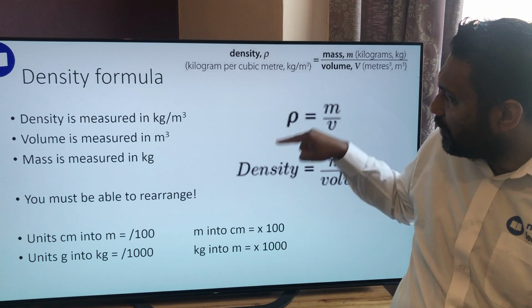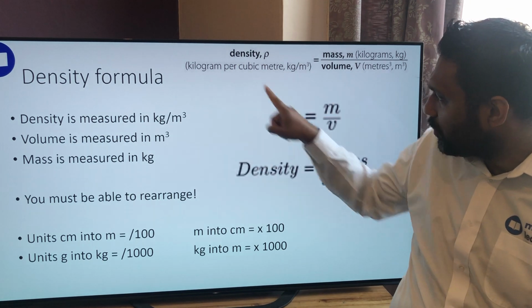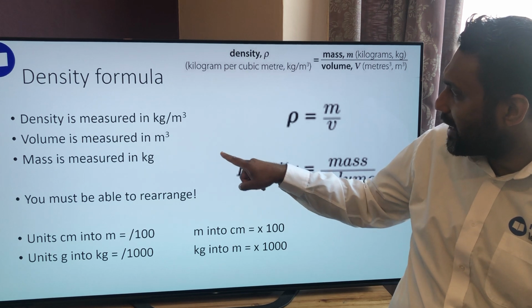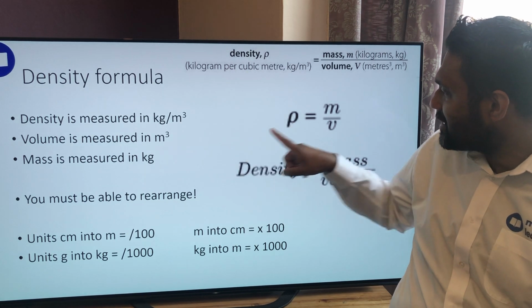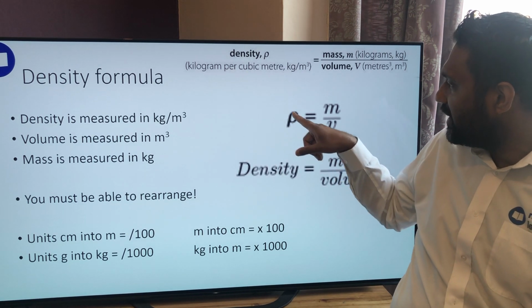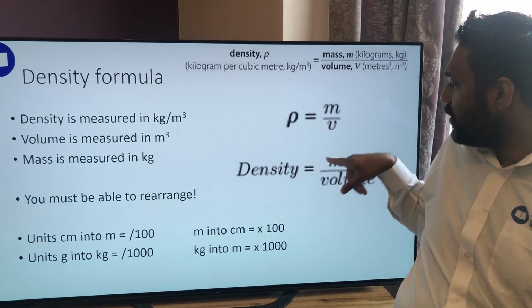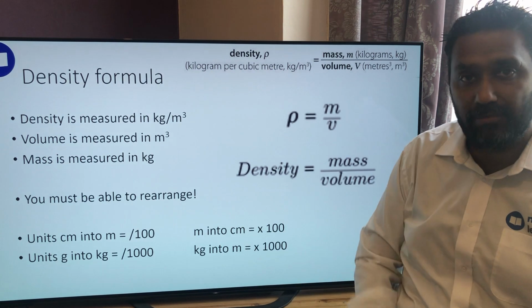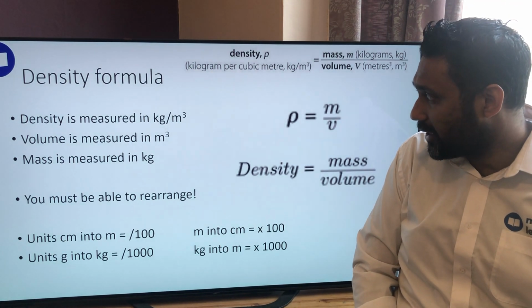Therefore, if you imagine this in a triangle, the mass goes at the top, the density is down there. So to work out the mass, it'll be density times the volume. If I shift this up, density times the volume will give me the mass. And if I wanted the volume, it'd be the mass divided by the density.